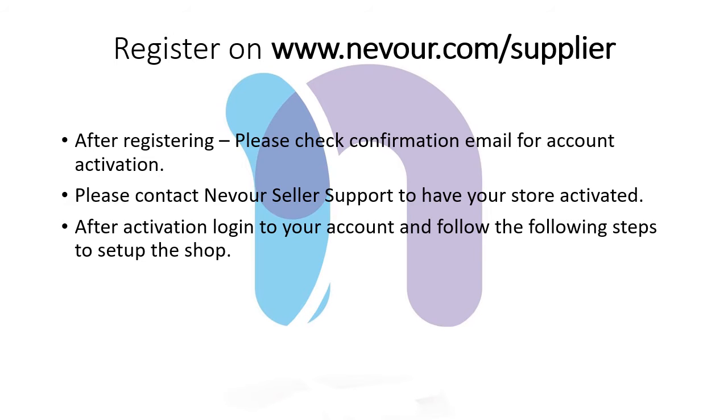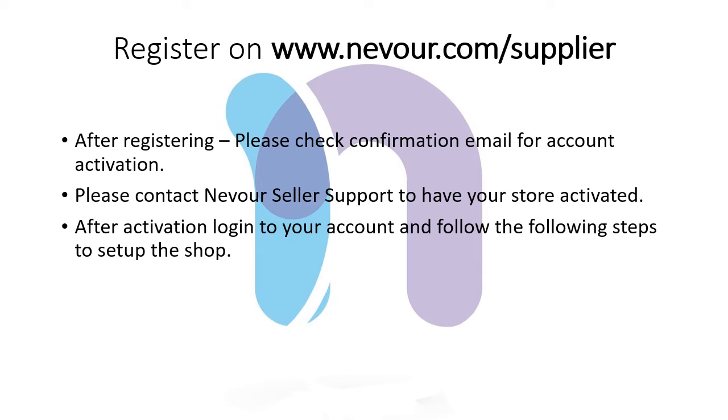To register, first visit www.nevour.com/supplier. After registering, please check your email for an email confirmation mail. If you have received an email confirmation mail, please click on Confirm Email link. After that, contact Nevour Seller Support to have your store activated.